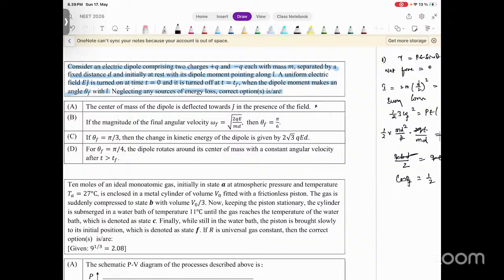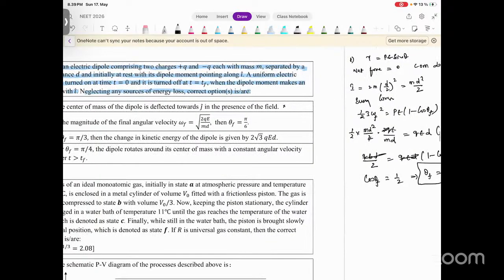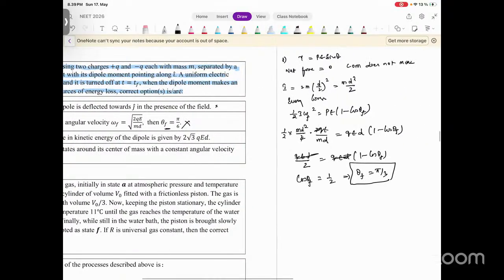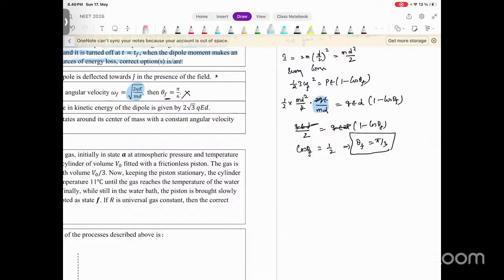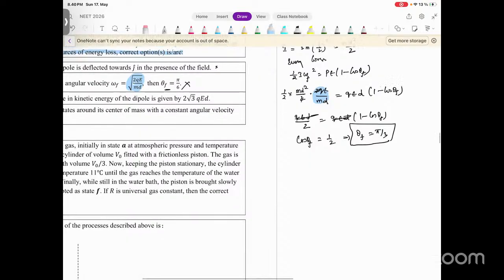So the magnitude of angular velocity, omega final, is given this much. For this angle, this is not possible. See what I'm getting, theta pi by 3. Omega final, what you have written, this value is from this one. Don't get confused. Where did I get it from? Because the problem has already given it. That is the reason I substituted that value there. Okay, now. So the second one is also false. That means option B is also false.